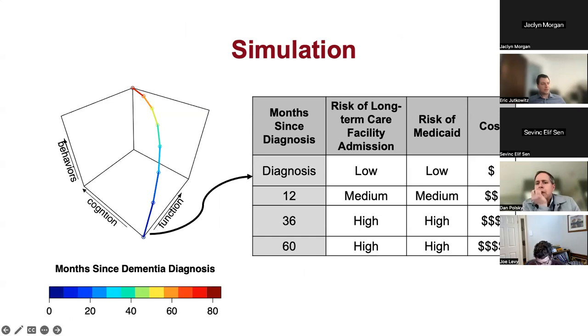So just to summarize what we have now: for a person from diagnosis to death, we have a way of mapping their clinical trajectories in terms of their cognition, function, and behavior.